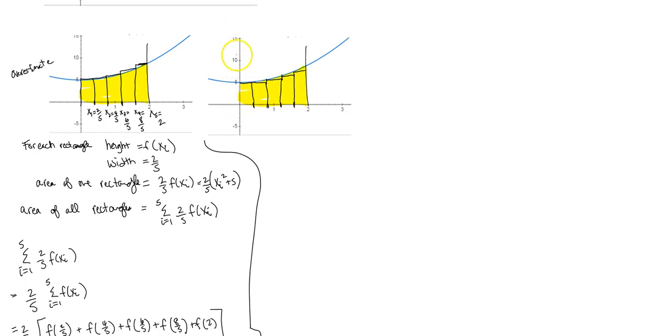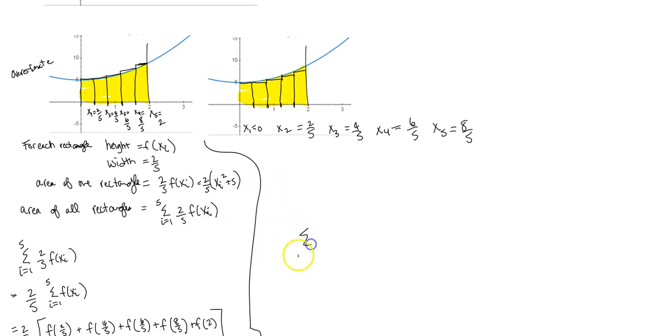So you can see the height is actually starting from x of 1 equals 0, x of 2 equals 2/5, x of 3 equals 4/5, x of 4 equals 6/5, and x of 5 equals 8/5. The 2 never gets to determine a rectangle here. So same exact formulas here, it's just we've got different x of i's.